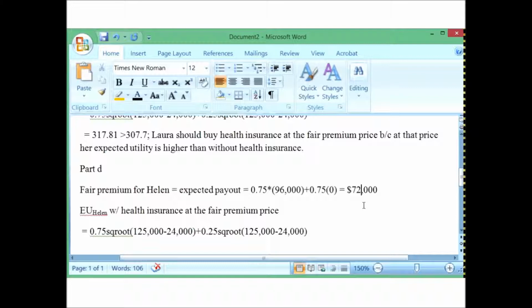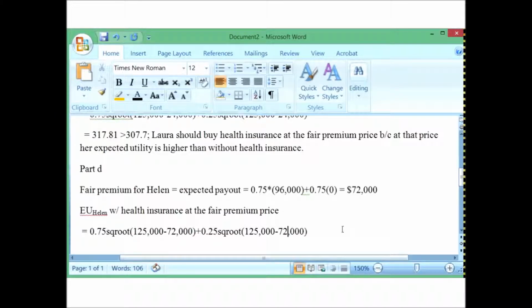If you're trying to pass on that risk to me, I realize you're in a more risky situation, so I want to charge you more to compensate for the higher risk. Investment instruments work in a similar way. So yes, in this example, again, two high extremes. Helen would be high risk, and Laura would be low risk. Let's see, but at the fair premium price, Helen might still want to buy health insurance.